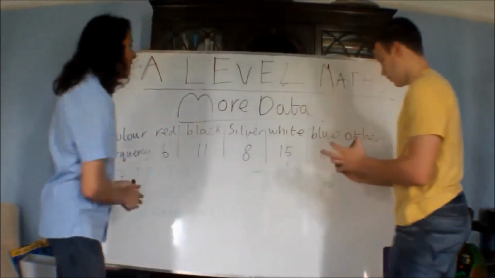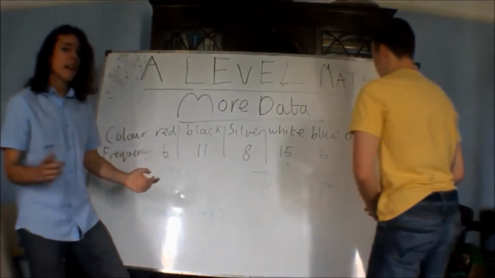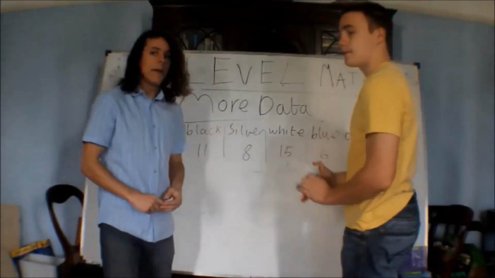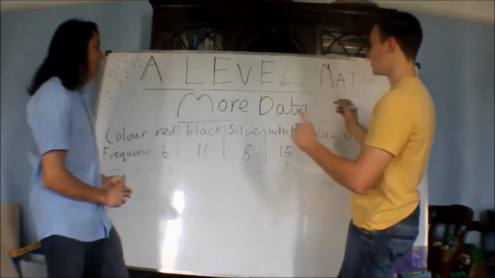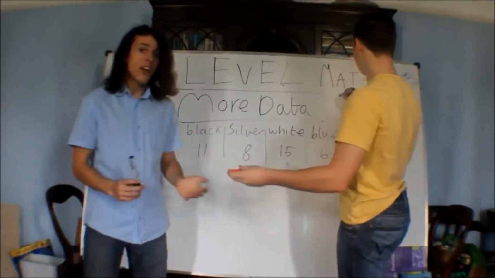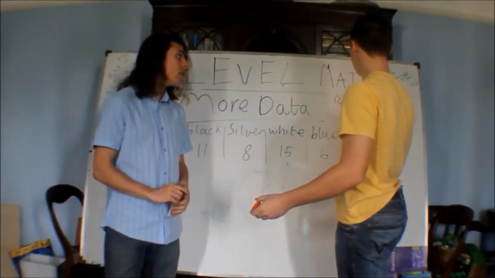Swap sides. I'm going to get out my red pen. Oh, that's a good plan. So what we've done, we came back the next day to this car park. We counted them again, except it was a busier day. It was a much busier day. So instead of 50 cars in that day, there's actually 120. Which is quite a lot.